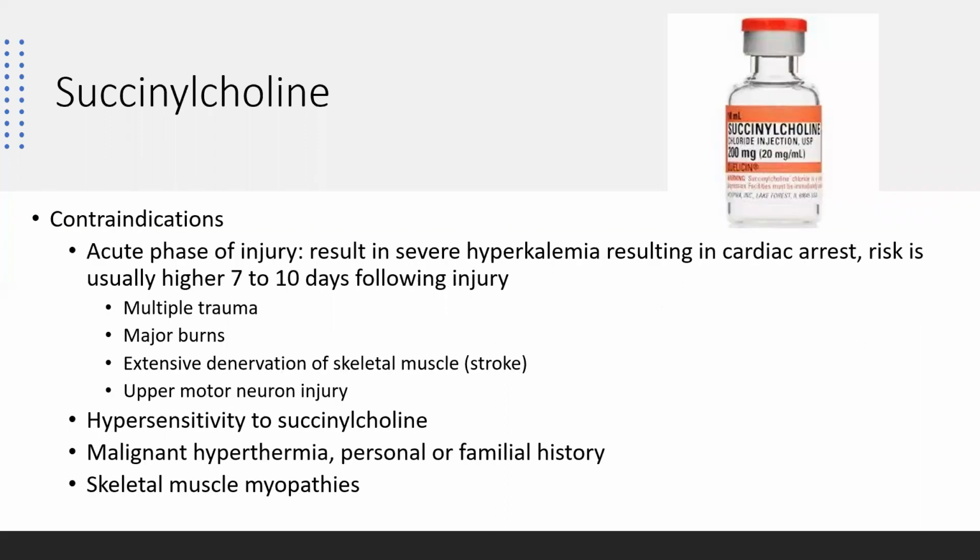However, the contraindications for succinylcholine are much higher. There's the typical: you're allergic to Sucks, don't use it. If you've had a history of malignant hyperthermia, or you have a history of things like skeletal muscle myopathies. But more importantly is the acute phase of injury. So those that have suffered significant trauma, burns, they have new denervation of skeletal muscle from a stroke or upper motor neuron injury.